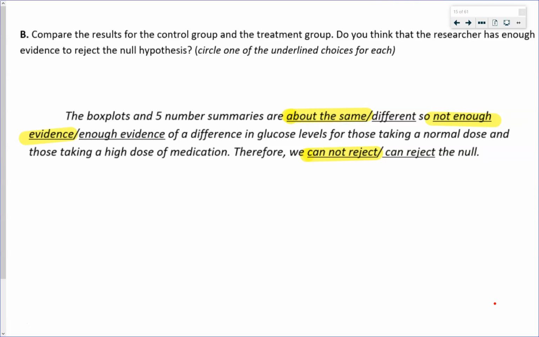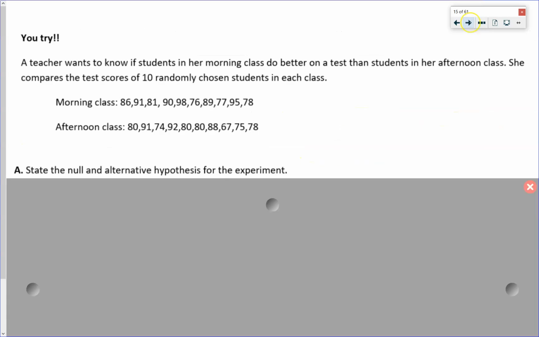Okay, it's not too bad. None of this is brand new. The only kind of new part is the analyzing of it and making a decision on whether or not we have evidence to prove that there is or is not a difference. All right, so now it's time for you to try one. Pause the video, and see, what are they comparing? Oh, if her morning class is better than her afternoon class. Okay, so pause the video, write down your null and alternate hypothesis, and come back to check those first.